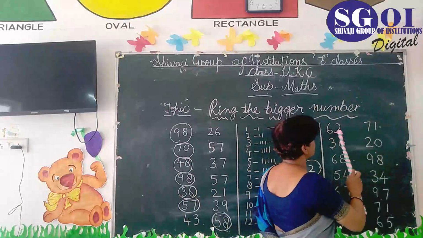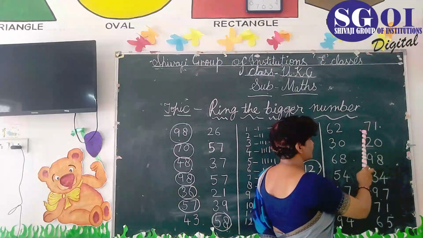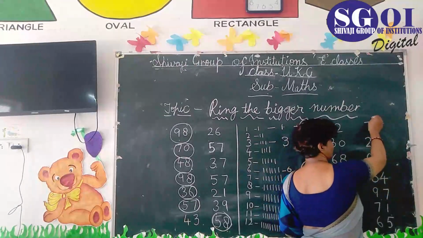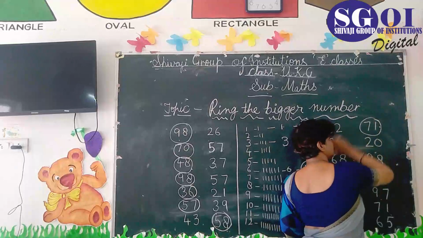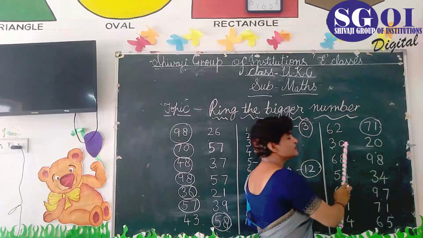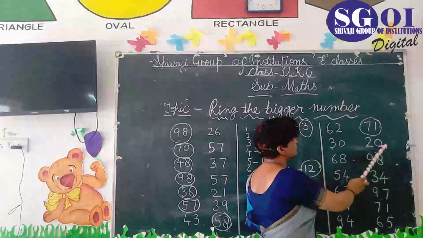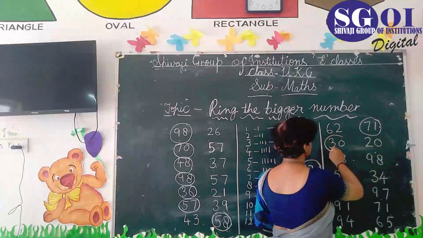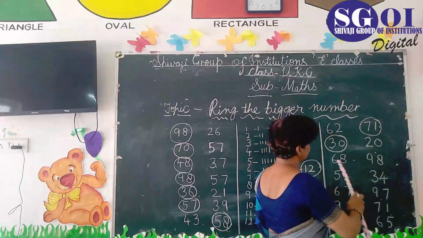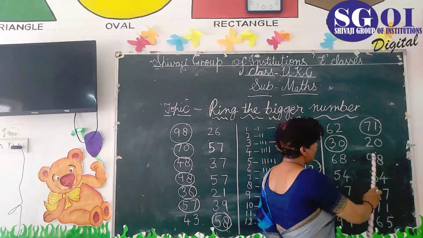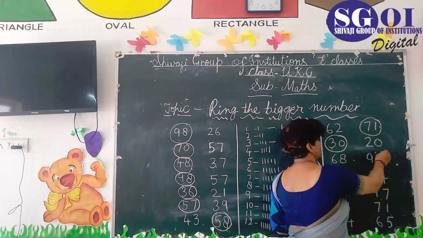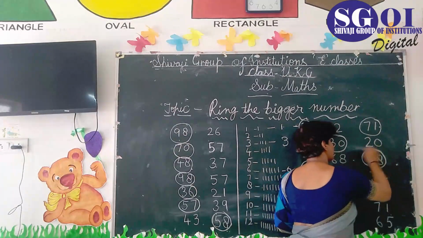Look at the blackboard. This is 62 and 71. So, which number is bigger? 71. We will circle number 71. This is 30 and this is 20. So, we will circle number 30. Okay, this is 68 and this is 98. Which number is bigger? 98. So we will circle number 98.